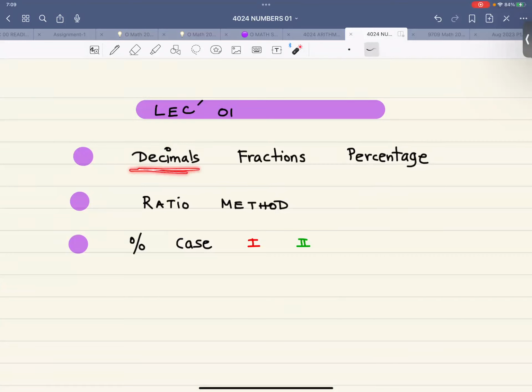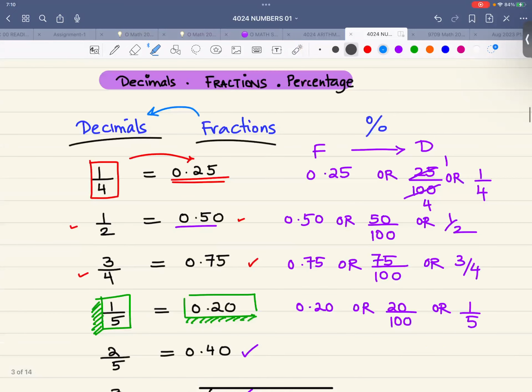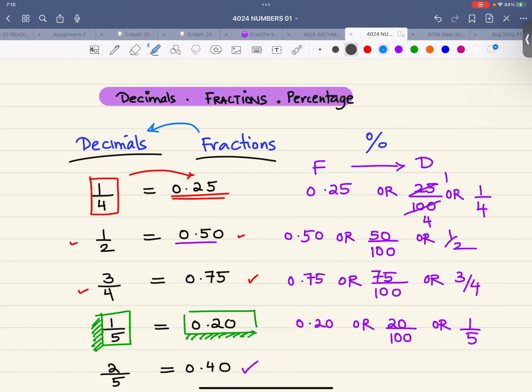We talked about decimals, fractions, and percentages. We talked about ratio method. And in percentage questions, we talked about case number 1 and case number 2. Now, what is case number 1, case number 2? Let's recap. First of all, starting from the basic, and that is something that we will do every single time.